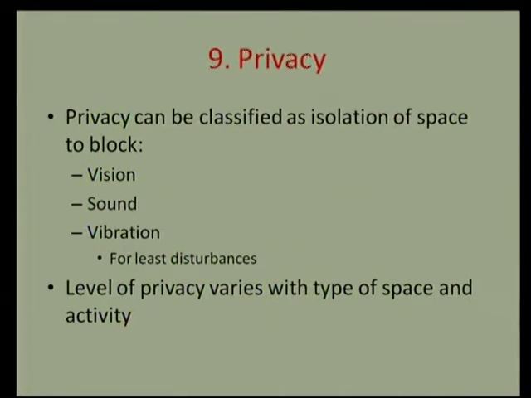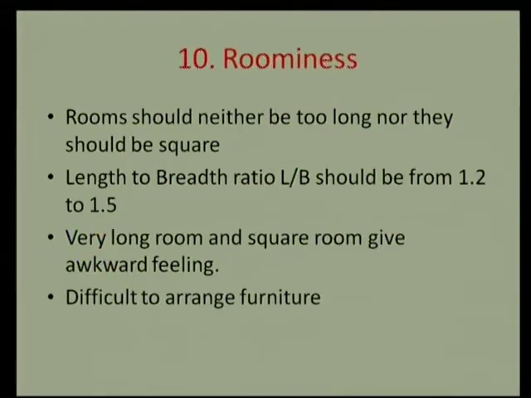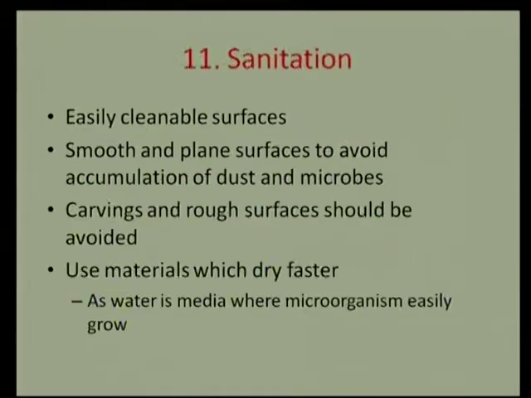Then privacy of vision, privacy of sound and privacy of vibration, which we can achieve using proper location of passages and doors, and external privacy by locating the windows and using trees and landscaping on the exterior side of the building. Then we saw roominess: the dimensions of the room, their ratios, what the desirable ratios are, and the desirable height of the floor. All this in roominess.